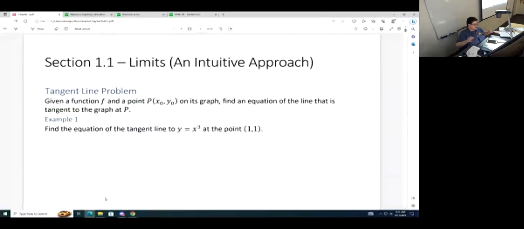I am going to switch over to the document camera quite a bit because I think it's easier to write bigger with big pens. We're going to start with 1.1. The first page, we're going to talk about the big picture of calculus. So this is an intuitive approach to limits. Let's say we have some function f and a point on the function f, x naught, y naught, and we want to find an equation of the line that is tangent to that graph. And so we have an example here. We're going to use y equals x cubed. We're going to use the point (1, 1).